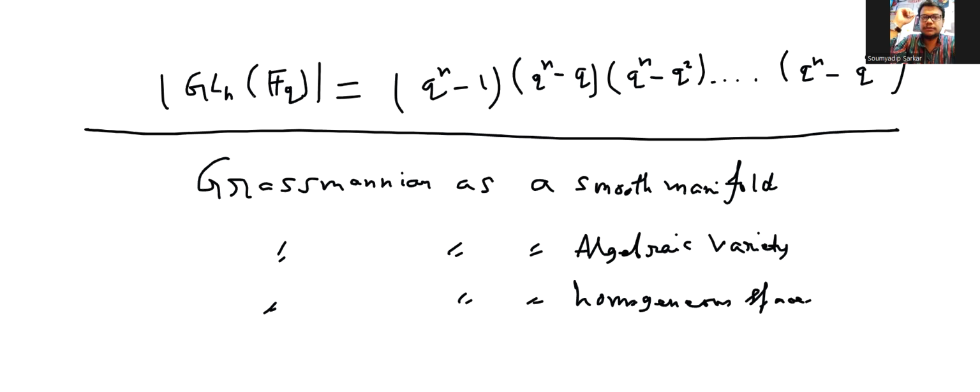Okay, so in the last video I talked about Grassmannian over finite fields. Now I will talk about Grassmannian over the reals. So let's start with Grassmannian over reals. Suppose I look at this object, GR2 R3. These are all two-dimensional subspaces of the three-dimensional vector space of the real numbers.